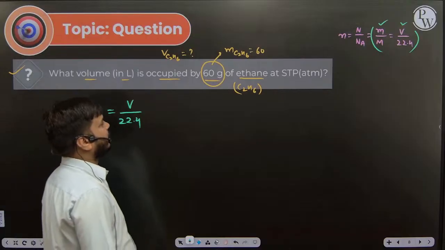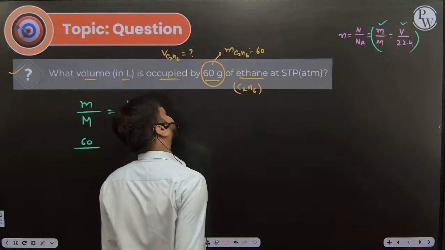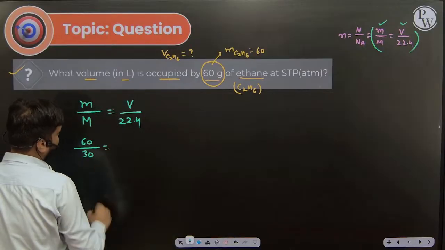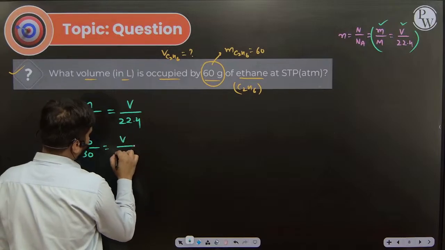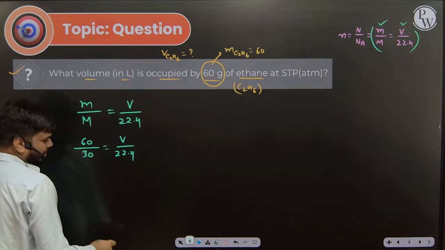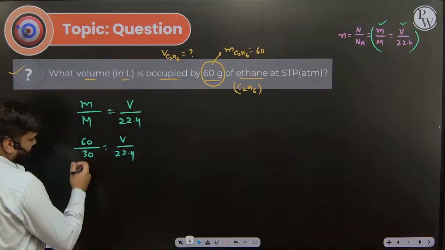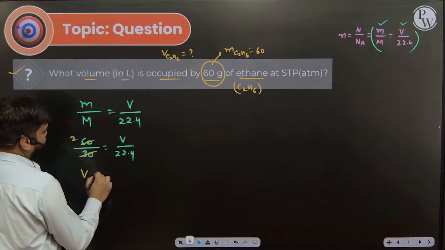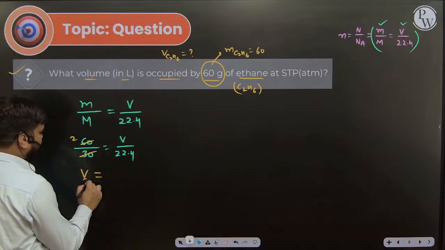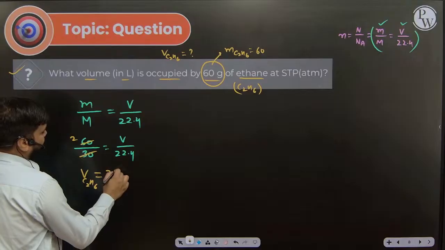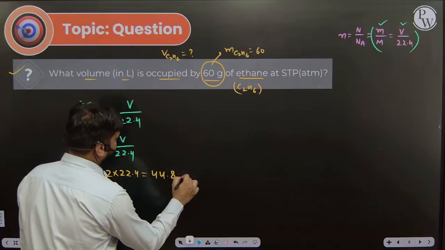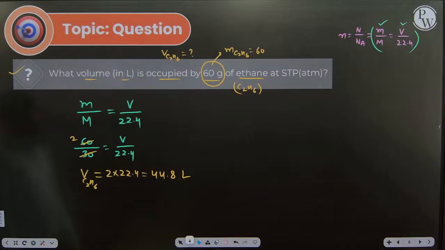Now the molar mass of ethane: 2 into 12 is 24, 24 plus 6 is 30. So 30 gram per mole is the molar mass of ethane, is equal to the volume we have to calculate divided by 22.4. I hope it is clear how to solve this. It is a very easy equation. 60 by 30 will be 2, so the volume of ethane will be equal to 2 into 22.4, which is 44.8 liter. So we will be having a volume of 44.8 liter.